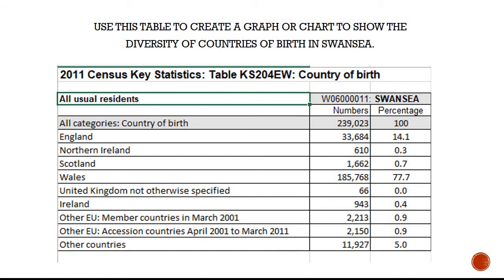Again, it may be beneficial to you to take out those born in Wales and just look at the others, because again, at 77.7%, that's going to wipe out a lot of the other ones and not make them show very clearly on the chart. So you can sort of play around with it, experiment a bit and see what works and what shows, because if you remember, we're looking for diversity.